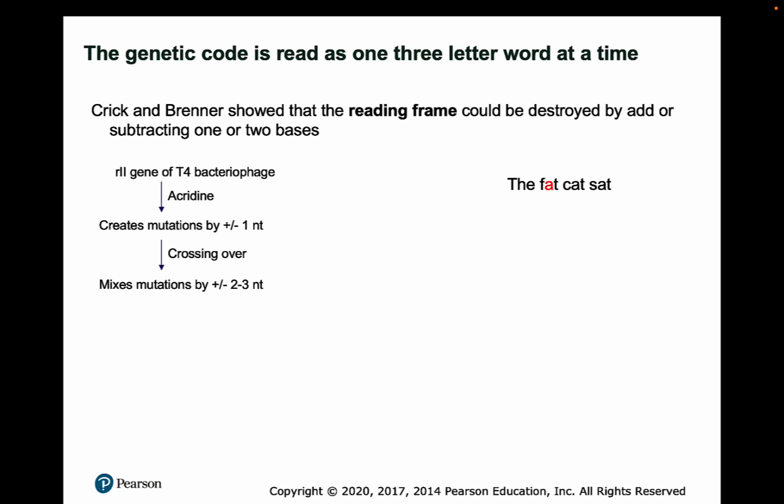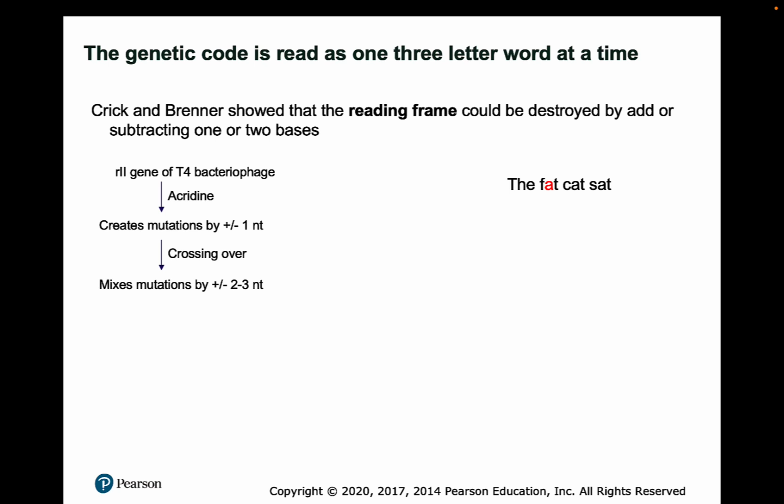So this led to a number of studies by Crick and Brenner, who showed that the reading frame, so how these codes were read, could be destroyed by adding or subtracting 1 or 2 bases. So they focused in their experiments on this R2 gene of a T4 bacteriophage. A bacteriophage is a virus that infects bacteria. And they used this chemical carcinogen called acridine. And they knew that acridine created point mutations by either adding or subtracting only 1 nucleotide. Okay, so that's where we'll start.